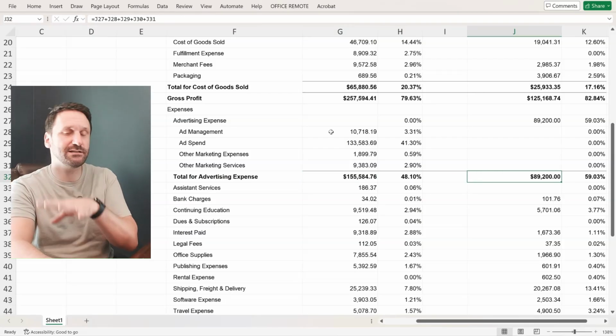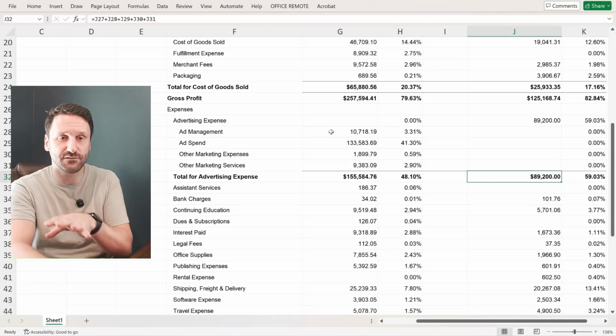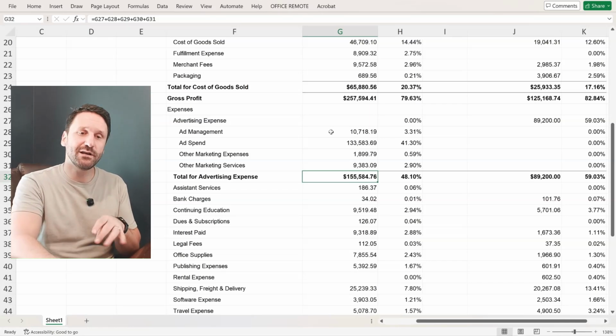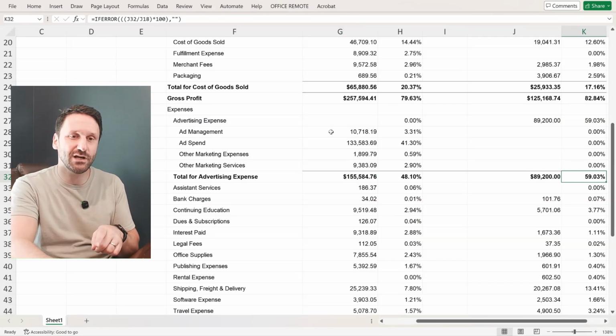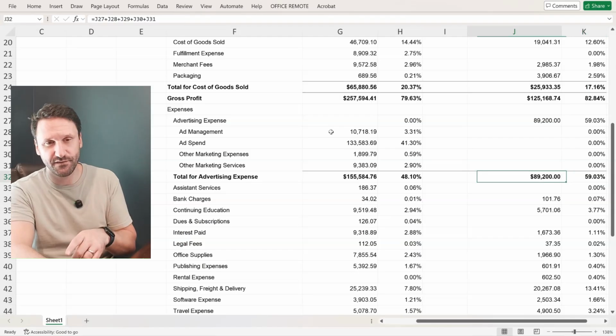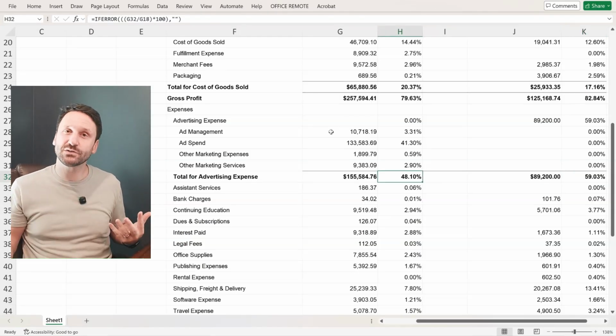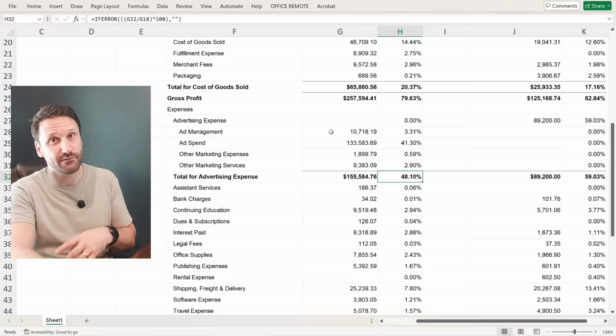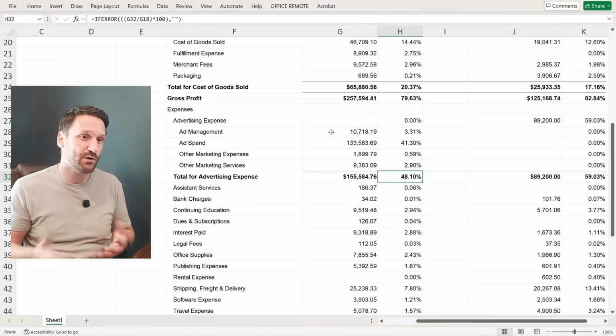So ad spend and management and everything else increased for this client by quite a bit, from 89,000 to 155,000. But notice the percentage of ad spend to revenue decreased 10 percentage points, from 59% to 48%. That tells me that the advertising is way more effective in 2025 than it was in 2024. Getting a better ROAS, in other words. So this is a good thing.